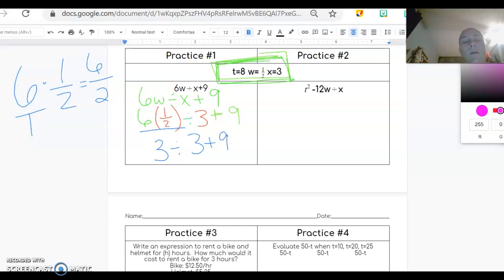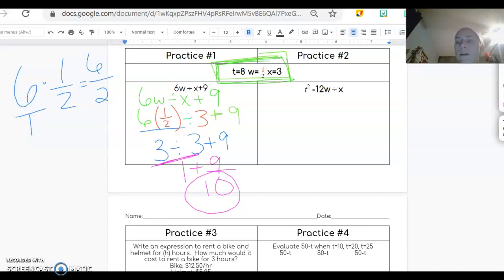All right? I see division and addition left. So I'm going to do my division because of order of operations. 3 divided by 3 is 1 plus 9. 1 plus 9 is 10. Okay? That's practice number 1 for you. Practice number 2, I'm going to have you do on your own and have you check with the answer key on Google Classroom. I want to go down and do one of the other practices with you.